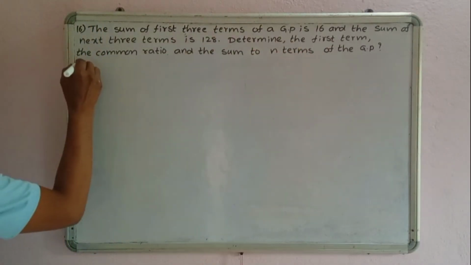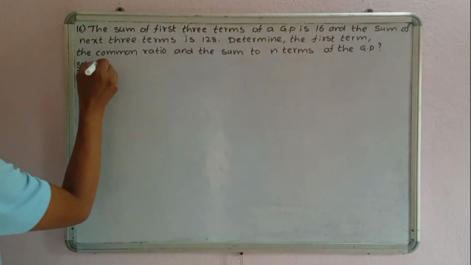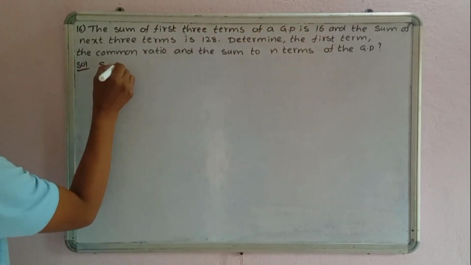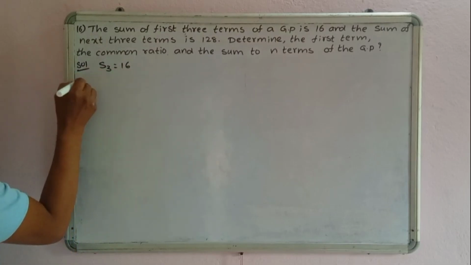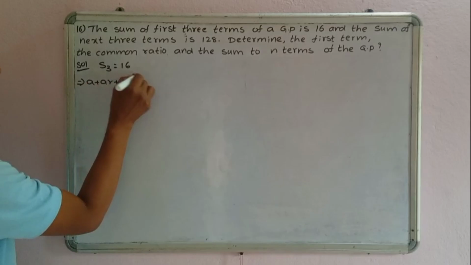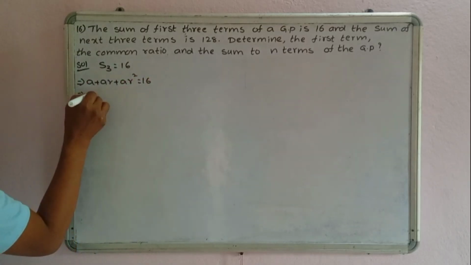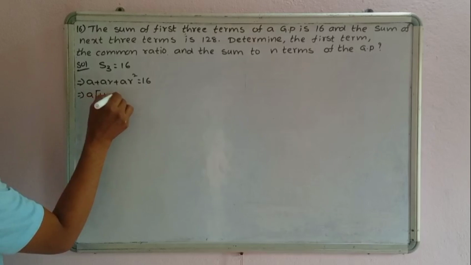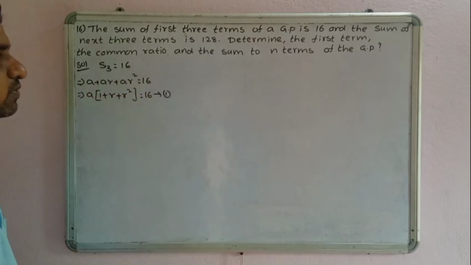See the solution. What is given first? S3 is given. S3 equals 16. S3 means the sum of the first 3 terms. So that means a plus ar plus ar square equals 16. Here a is common, so a(1 plus r square) equals 16. Say it is equation 1.